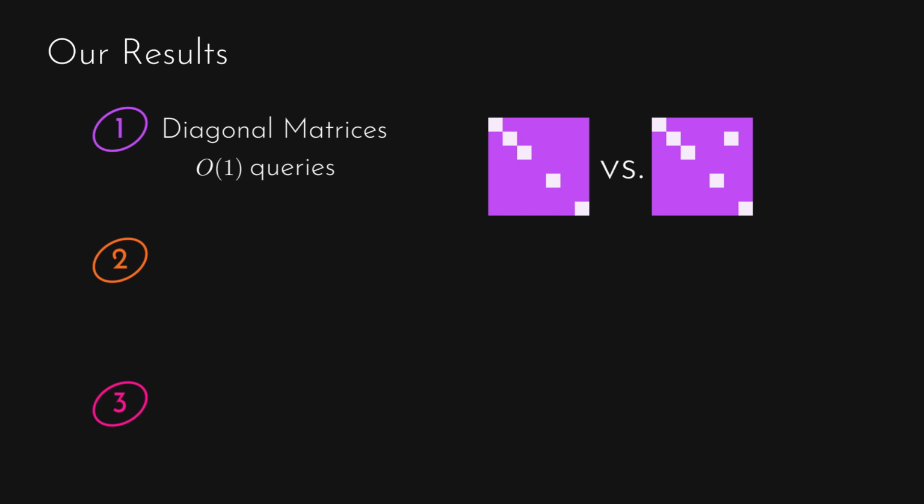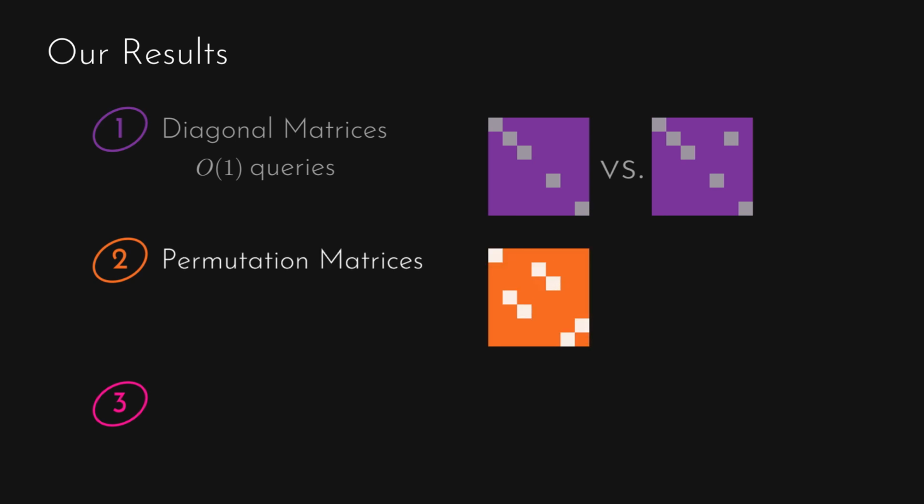This means that it is possible to succeed with 99% probability by making a number of queries that is independent of the size of the matrix. The second part of the talk will concern permutation matrices. These are binary matrices that have the property that in each row and each column, there is a single entry that is a 1 and the rest of the entries are 0. The task will be to determine whether a binary matrix is a permutation matrix or not.